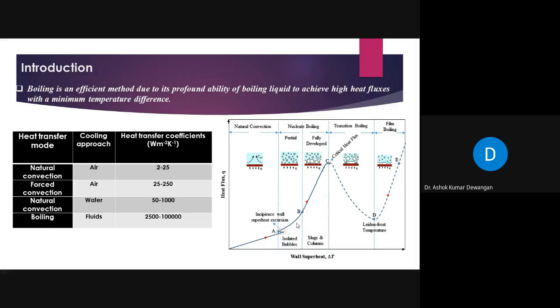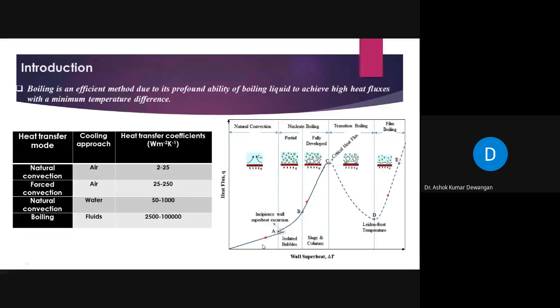After this point B, the heat flux increases at a lower rate with increasing delta T values, and it reaches the maximum point. That point is known as the critical point, which is of prime importance. But in this study, we are only considering the region from 0 up to this C, the nucleate boiling region.